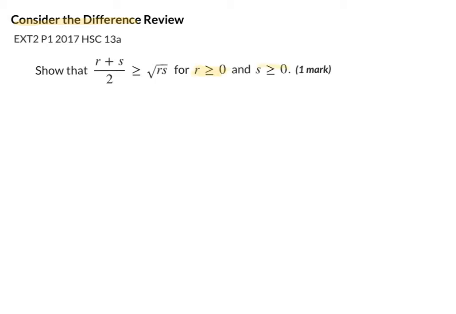And in this particular question, we can see that both S and R are values that are equal to or greater than 0. So they're both positive numbers. And this is a show question. So even though it is only worth 1 mark, we do need to make sure that we write all of our working out down so that it's explicitly clear for the examiner.